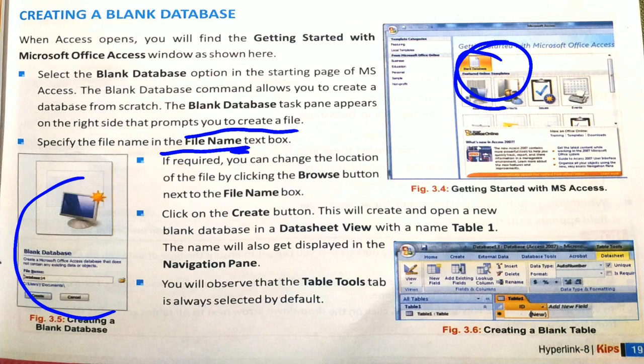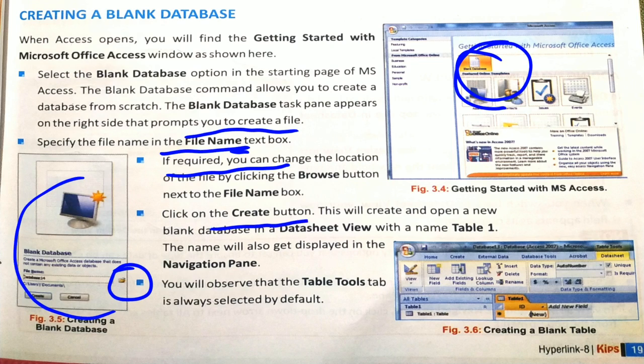If required, you can change the location of the file by clicking the browse button next to the file name. If you want to change the location of storage, you can click on the browse button next to the file name box. Here is the option from where you can change the location of your file.